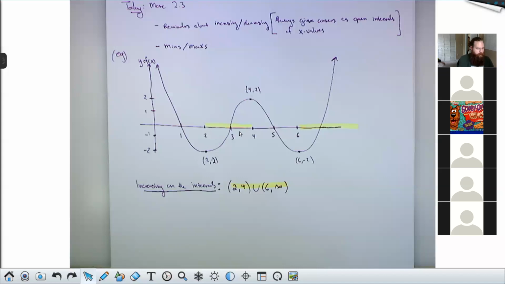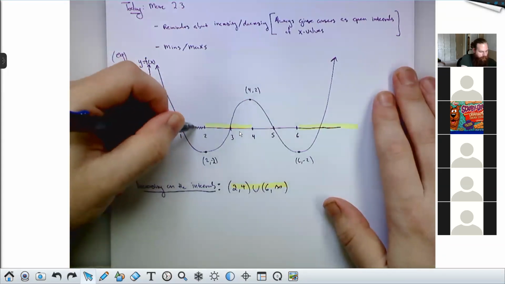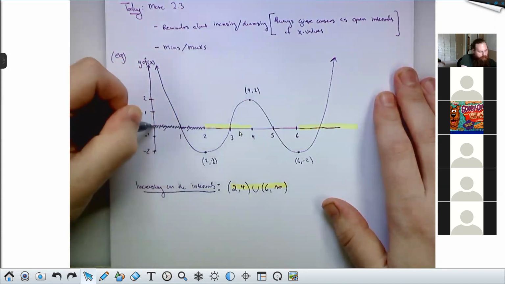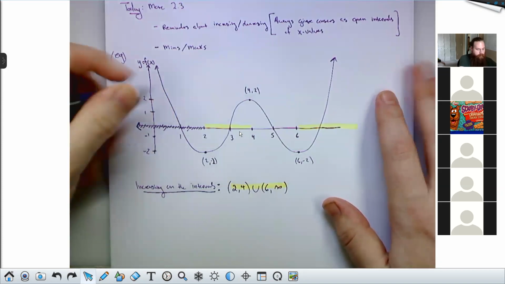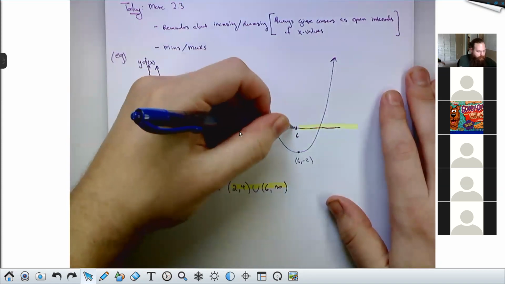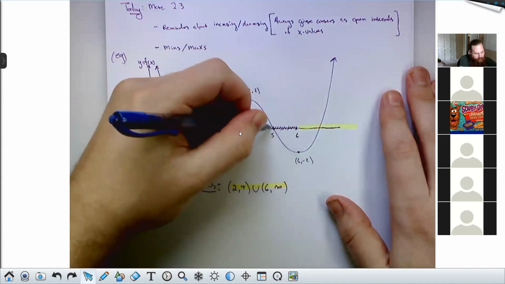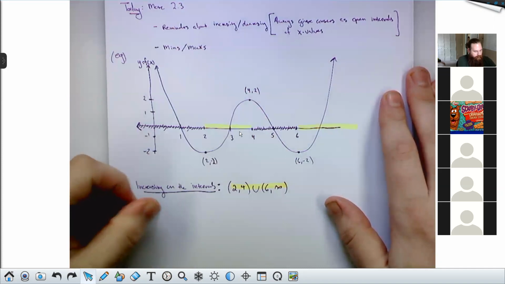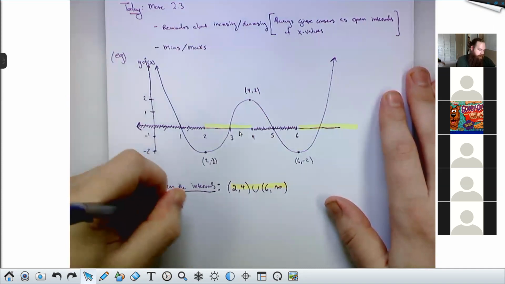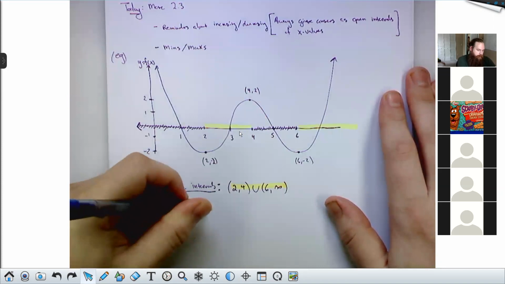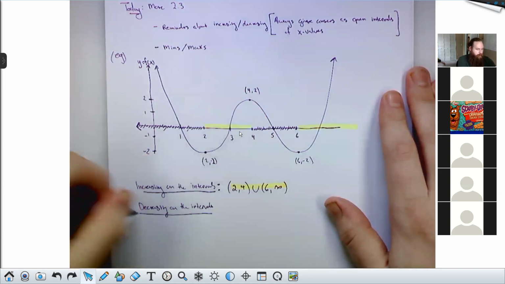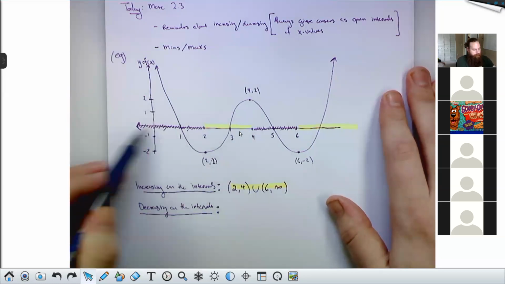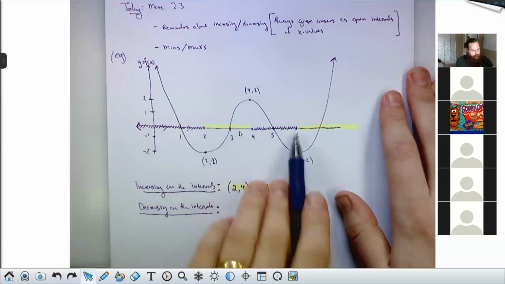Similarly, I would say we are decreasing everywhere here. So remember, where is something happening? What's the location of this feature? That's always x values. And the locations at which this function is decreasing, we're decreasing along the intervals -infinity up to 2, and also from 4 to 6.